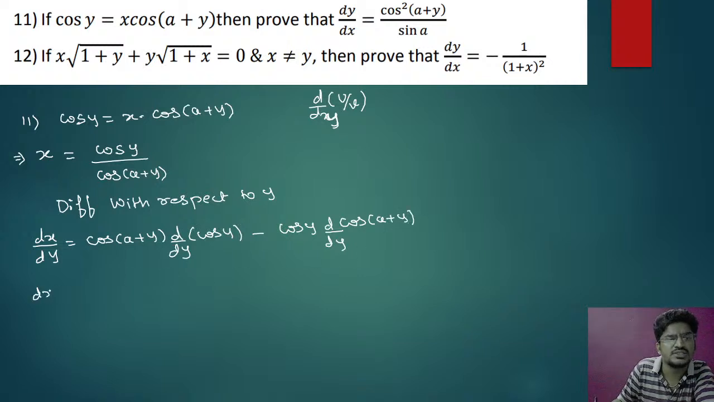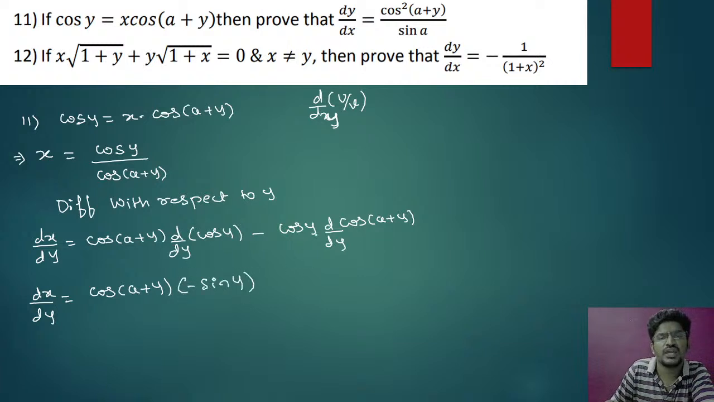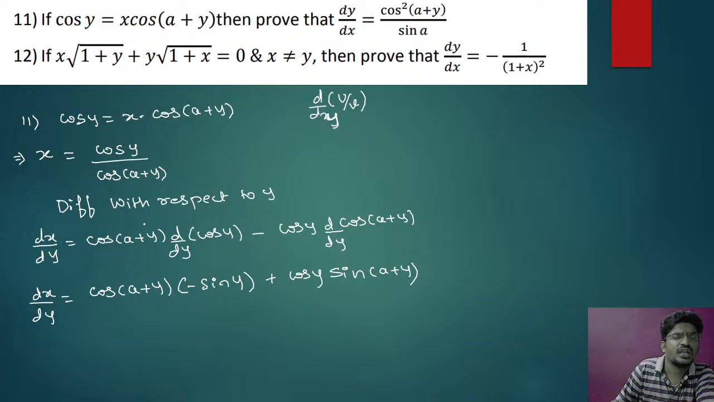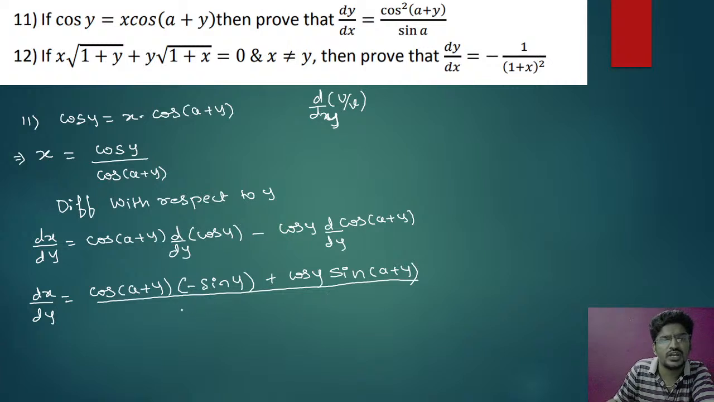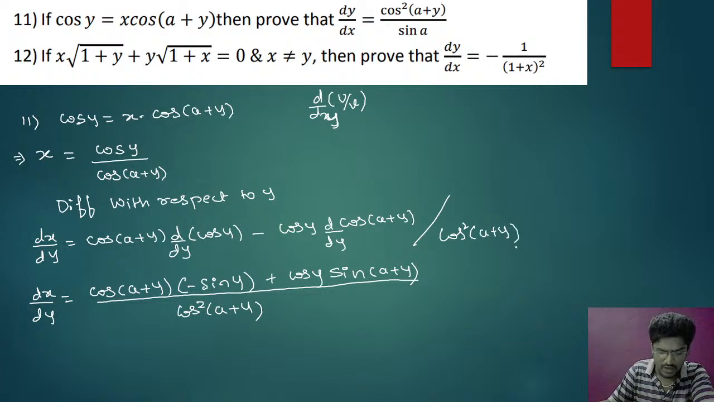So now simplify this. Dx by dy will be equal to cos of a plus y. Differentiation of cos y is minus sin y. Here also minus into minus will be plus cos y into sin of a plus y. And here the total term will be divided by what? Cos square of a plus y. That I will write in this step. That is cos square of a plus y.